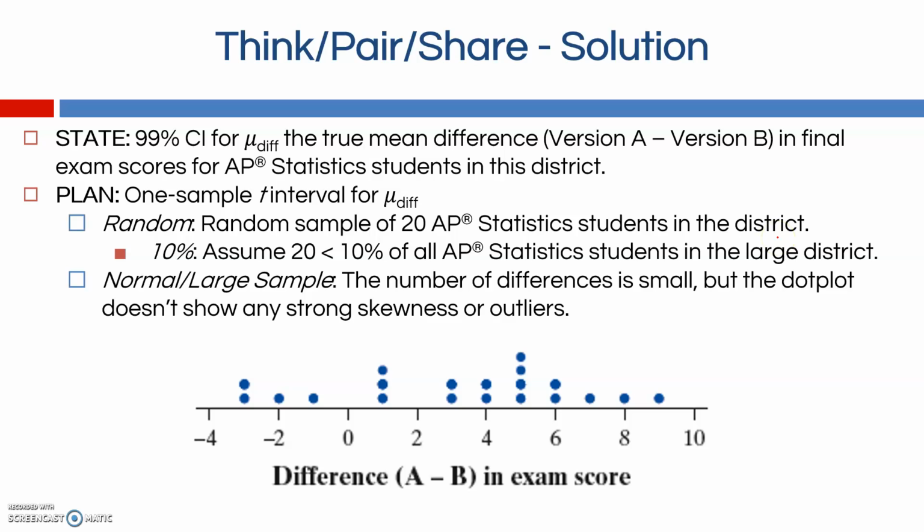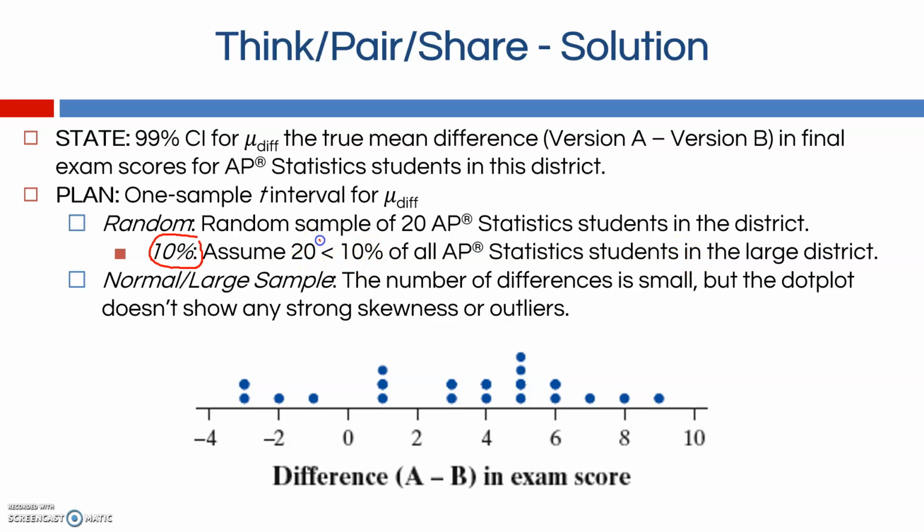She also did randomize the order of the test, so that's another consideration. Now, we are checking 10% because she did randomly pick these 20 students from the district. So although this is an experiment, she did randomly select from a population, so that's going to require us to check the 10% condition. This is one of those rare situations where we randomly select people and choose them to take part in an experiment. Very rare, but this is probably a hypothetical example from our textbook, so we're going to go with it. 20 is less than 10% of all AP Stat students in this large district.